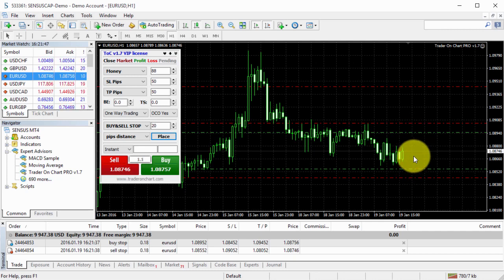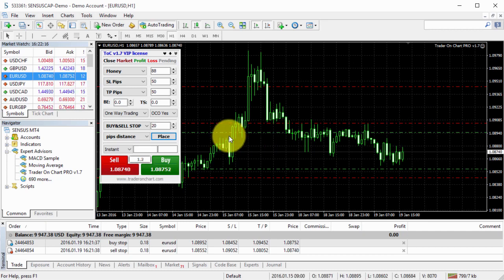So this is something that news traders use a lot. Just a few minutes before the news is released, you just set your desired parameters, the distance, stop loss, position size, and so on, and you just click place button once, and it will place buy and sell stop orders for you at your desired distance. So it's really quite useful.